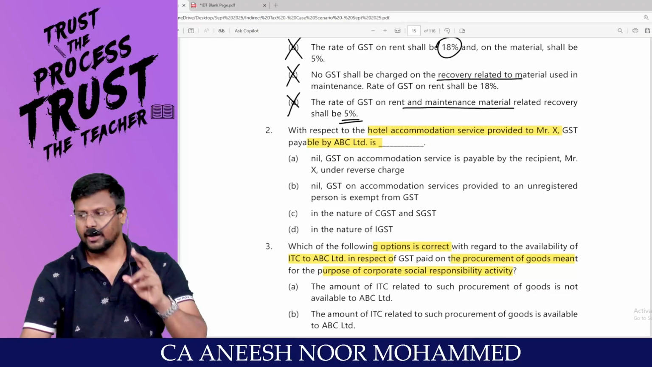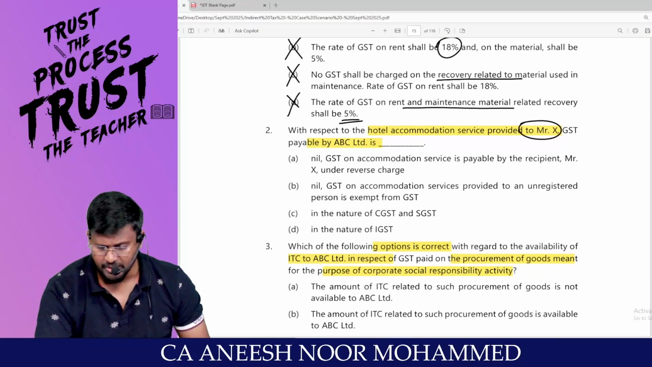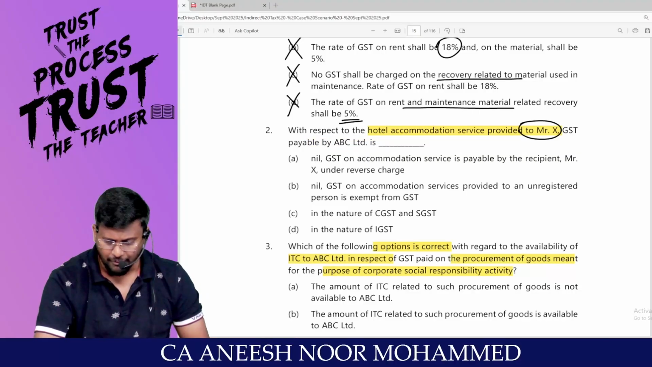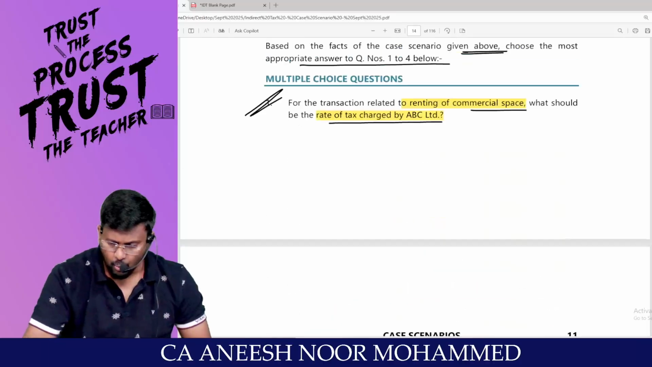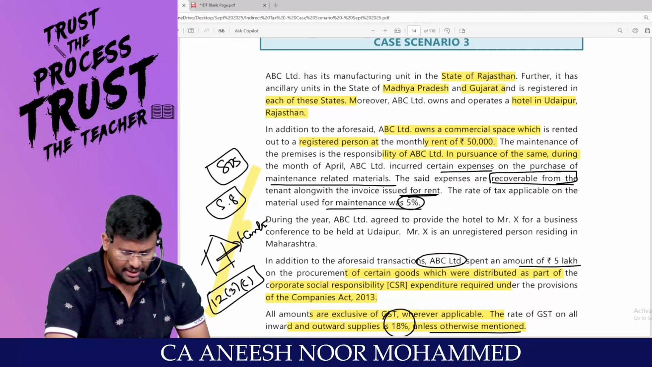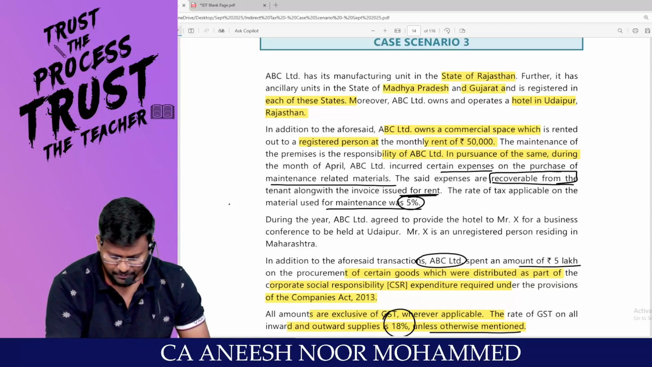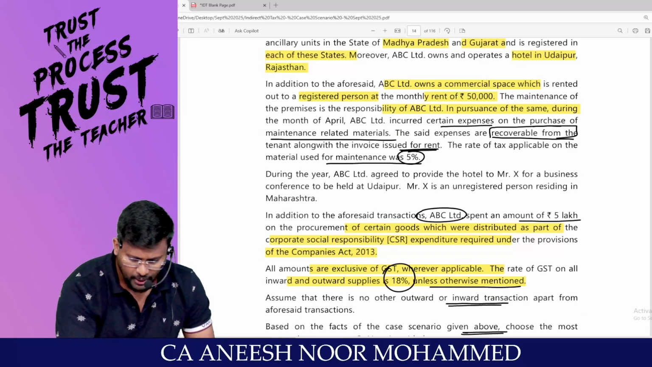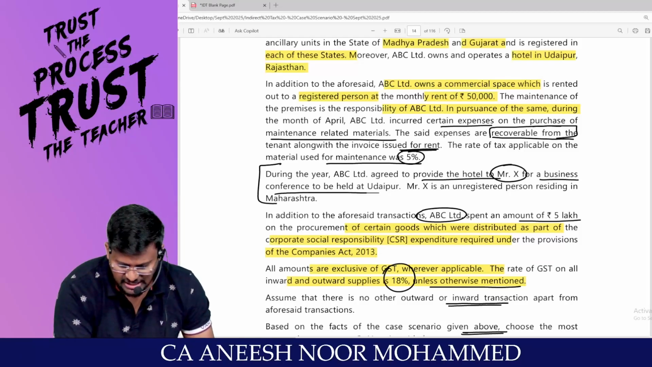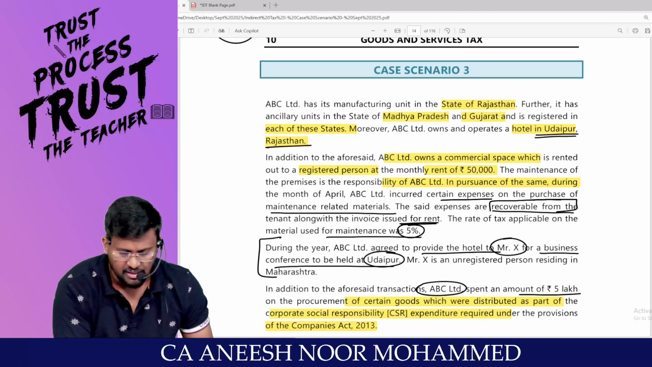Number 2 is a question. With respect to hotel accommodation service provided to Mr. X, GST payable by ABC Limited is... Sir, you have to find out logically where the hotel is situated. Where the hotel is situated, read the case law and tell me. Hotel is situated in Maharashtra. Look, during the year, ABC Limited agreed to provide the hotel to Mr. X for a business conference to be held at where? Udaipur. Sir, hotel is also in Udaipur, Rajasthan.